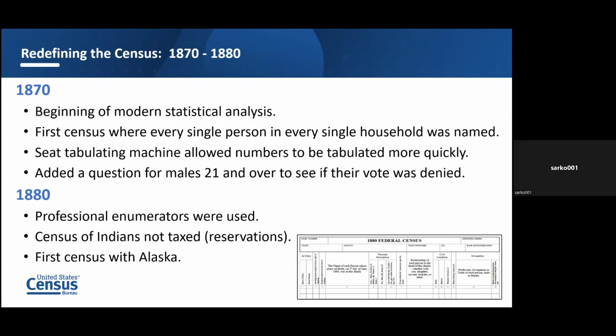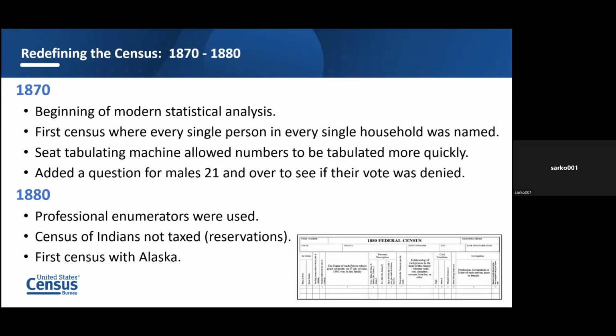In 1880, we started using professional enumerators. In 1880, we also did the census of Indians not taxed. For the first time, we went on reservations. And they not only counted the people, but they looked at their system of government, their system of family. How did they dress? What did they do for leisure? What were their education levels, and so forth. And for some of the smaller tribes, this was the only way that we preserved to know how some of those tribes lived back then.